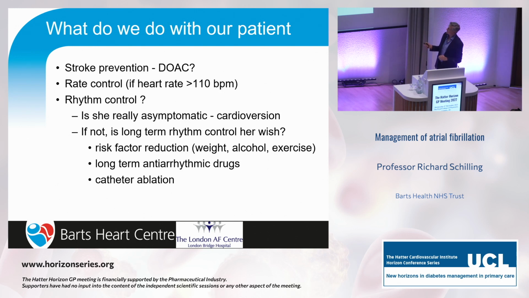So stroke prevention, yeah, I'd probably give her a DOAC. I'd probably give her that, even though she's overweight and female, because I'd rather her be on something reliable than something that she finds hard to take and doesn't go to the anticoagulation clinic. Rate control, probably not, if her heart rate on average on a 24-hour ECG is lower than 110. And the only question is, does she have symptoms?